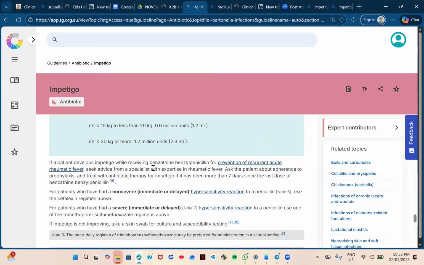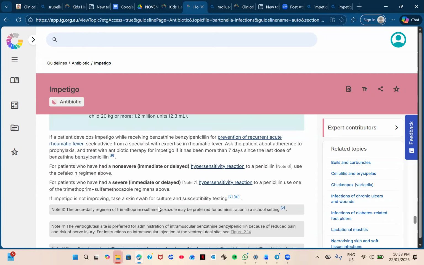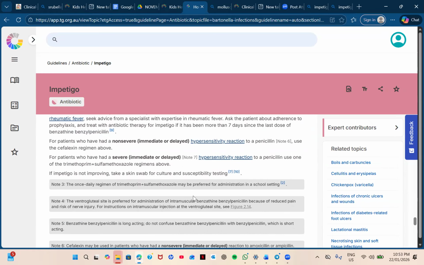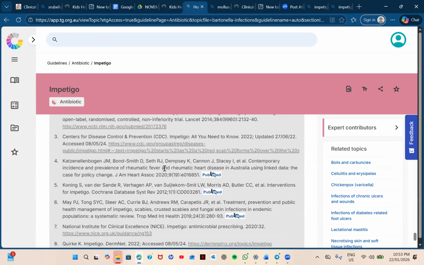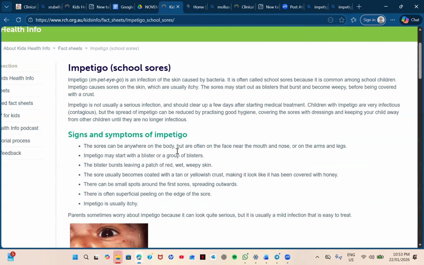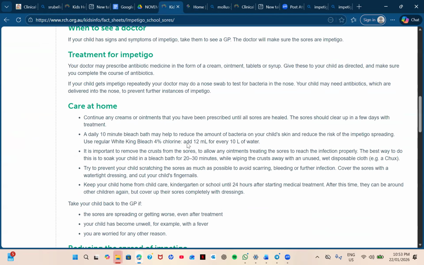Okay, so we can give this if preferred by the patient or the carer. Then, if a patient develops impetigo while receiving benzathine benzyl penicillin for prevention of recurrent acute rheumatic fever, we have to take the appropriate actions. And that's it. For a patient who has non-severe impetigo, we just discussed these things. Then what else have they mentioned in here?